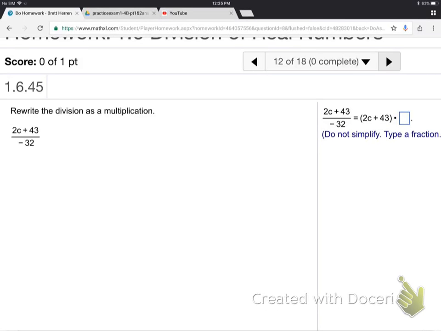Let me give you a minute on that one. Same kind of thing. I would write it sideways first off. And then keep, change, flip. That good so far? So I've written it sideways because that's what a fraction means. Fraction means division, doesn't it? So there it is, written as division sideways.